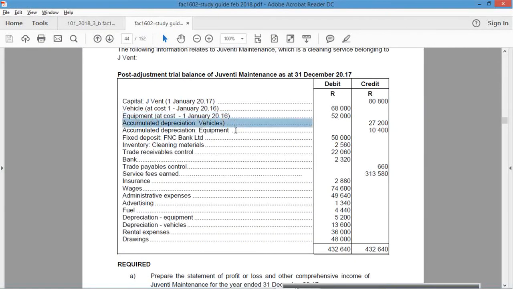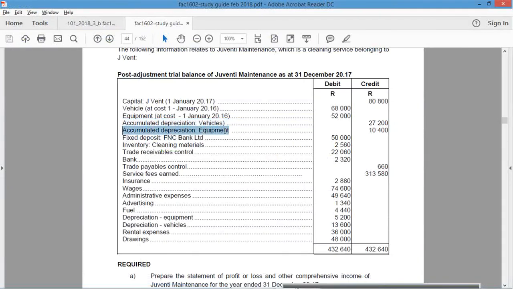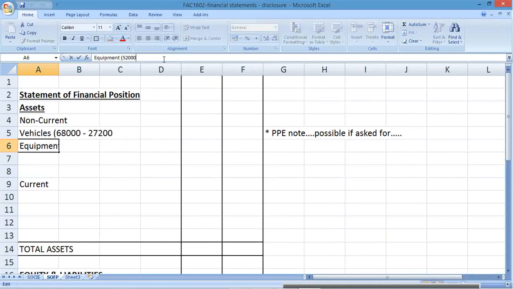That's a negative asset. So what do we do with it? It has to be decreased from the asset itself. Good. Depreciation. It's different from depreciation because it's accumulated. Yeah, it's accumulated. So it's going to be 68,000 minus 27,200. Good. Okay, next. Equipment will be the same, so it will be 10,400. Good.